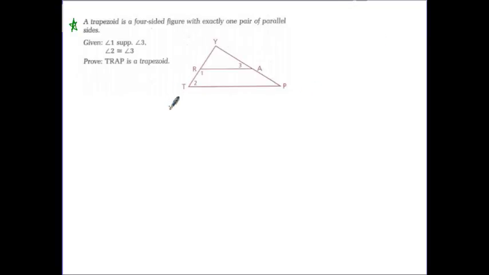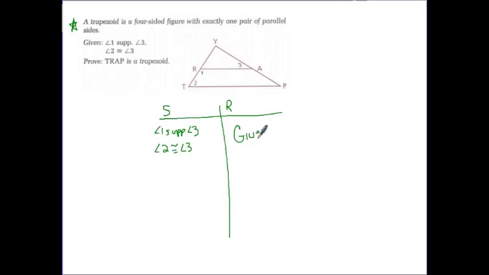So here we go. Got our statements and our reasons. We're given that angle 1 is supplementary to angle 3, so these two. They're definitely on the same line. And we're also given that angle 2 is congruent to angle 3. Those are our givens. And that's kind of crazy because we're on two different lines with two different transversals. Now, here are the lines I kind of want to be parallel. I'm going to go over this with my highlighter. I kind of want this line here, and I kind of want this line here.